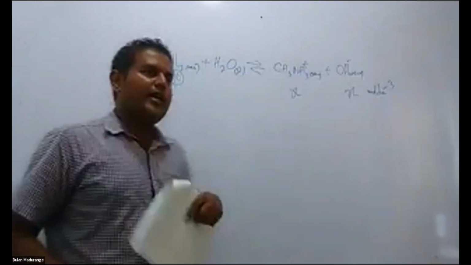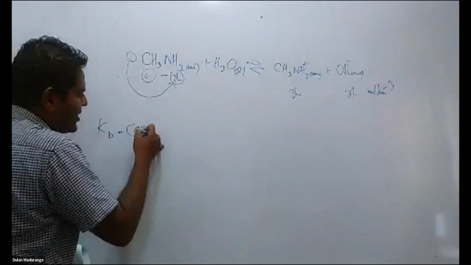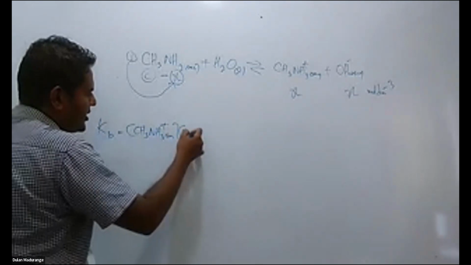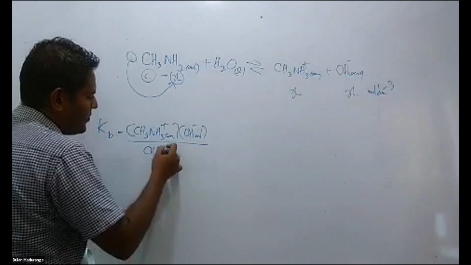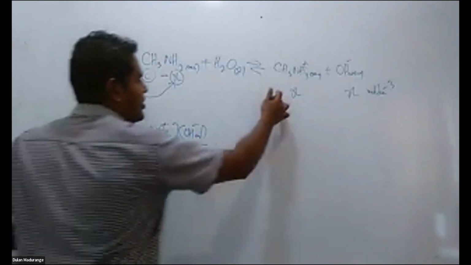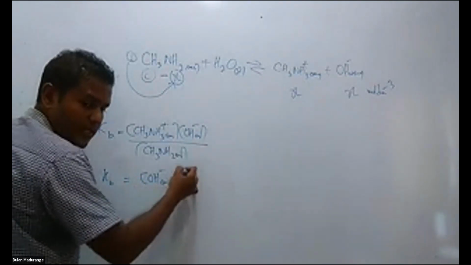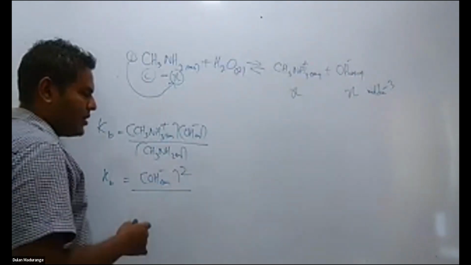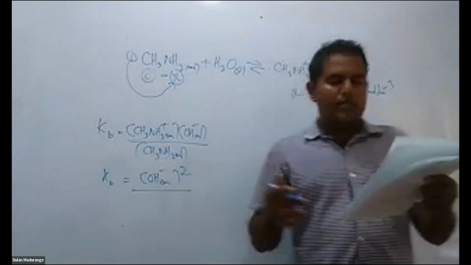So then you can directly write Kb expression. So you have written Kb, it's equal to CH3NH3 plus aqueous into OH minus divided by CH3NH2 aqueous. Right? So here, since these two amounts are equal, you can mention this one as OH minus aqueous squared over CH3NH2. So in the question, they have given the pH. pH value is 11.